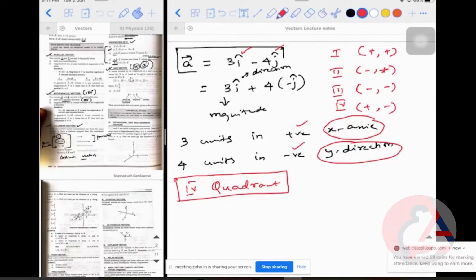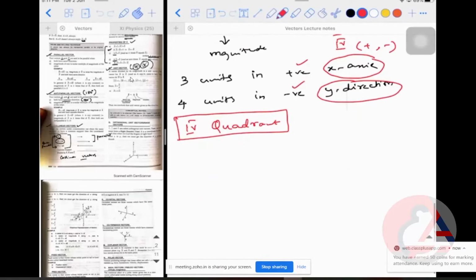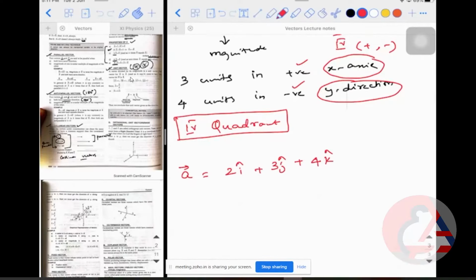Now this is with respect to two-dimensional space. Now if I extend the concept to three-dimensional space, what do you think will happen? So how should I write? If I write a vector a is equal to 2 i cap plus 3 j cap plus 4 k cap, what do you think this means? If someone writes and gives you like this, what do they mean? Anybody? There are 3 axes. What are the 3 axes? X-axis, y-axis, and z-axis. Right?